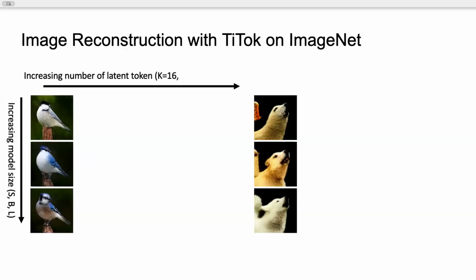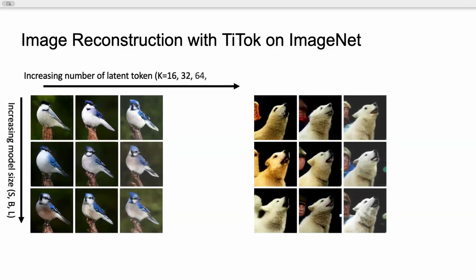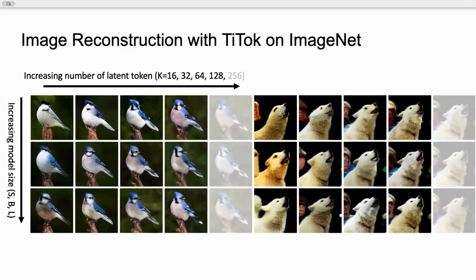In this slide, we try to visualize the reconstructed images with TiTok. On the x-axis, we vary the number of latent tokens: 16, 32, 64, and so on. On the y-axis, we vary the transformer size from small and base to large. As you can see from the top left subfigure, even with only 16 tokens and a small transformer size, we can still reconstruct the salient part of the images. And as more and more tokens are used, finer details are recovered.